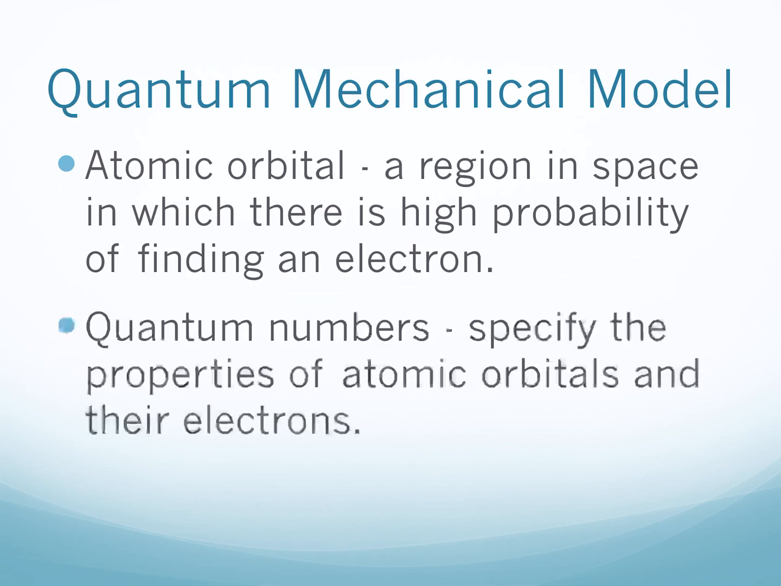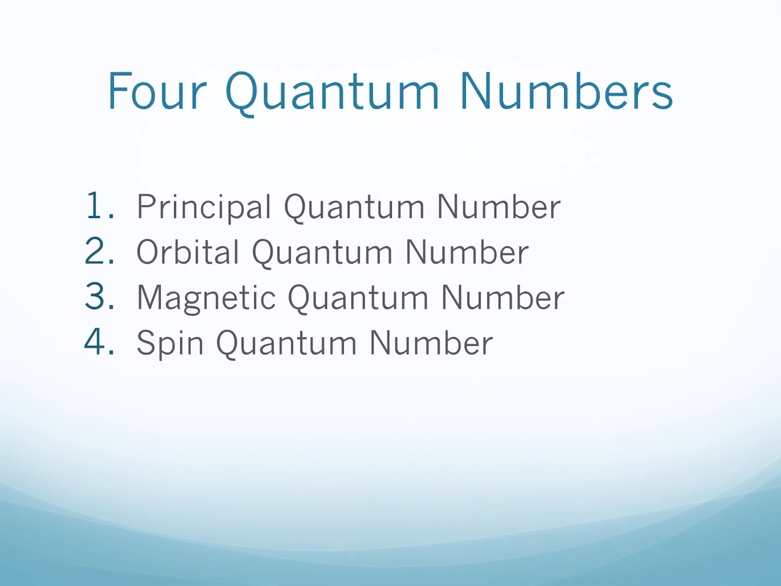The way that we describe these orbitals is we use quantum numbers, and they specify the properties of each of these orbitals and the electrons that are within them. So we're going to talk now about the quantum numbers. Again, quantum numbers are describing the orbitals. We have 4 quantum numbers.